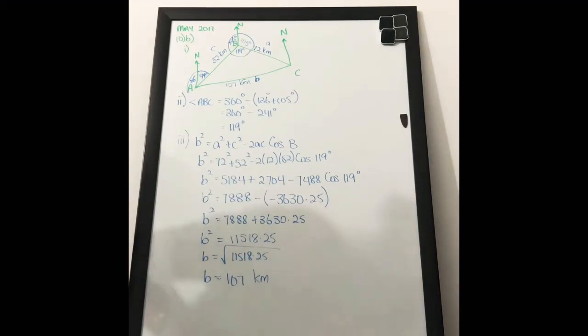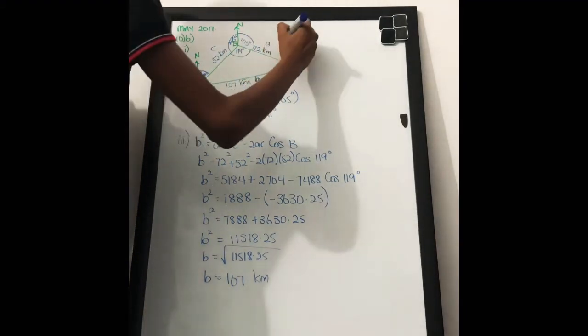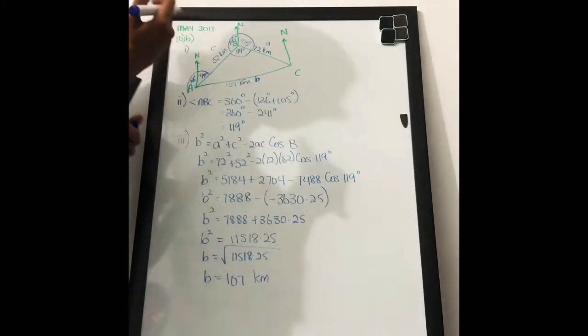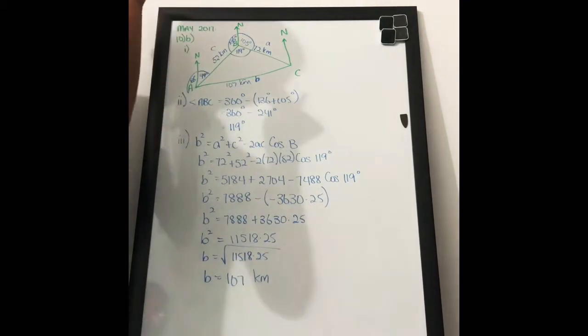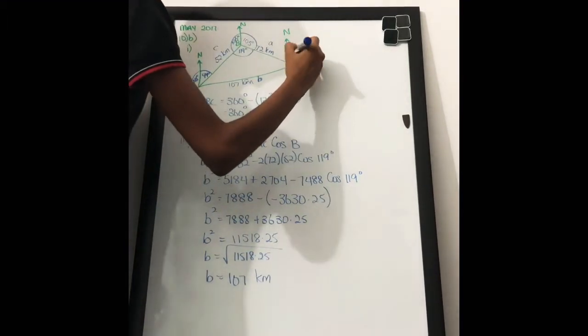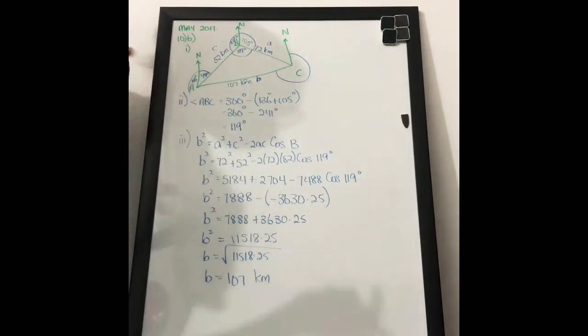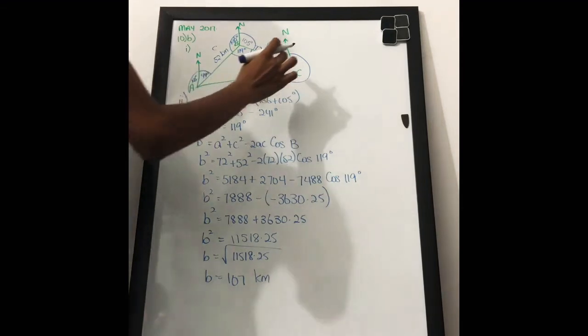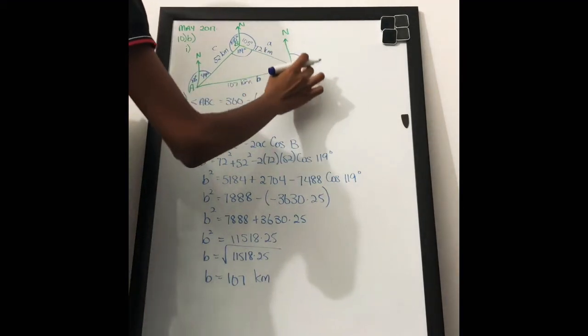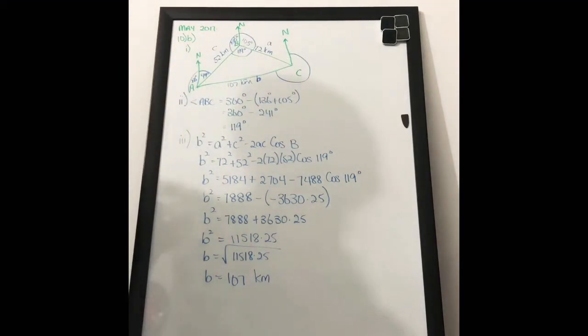Okay, so part 4, they said show that the bearing of A from C to the nearest degree is 260 degrees. So we want the bearing of A from C. So from C, now the north arrow is a little to the left, but just picture it straight. So from C, we start at the north arrow and we go all the way until we reach the line with A. So they want A from C. So we want this entire thing here.